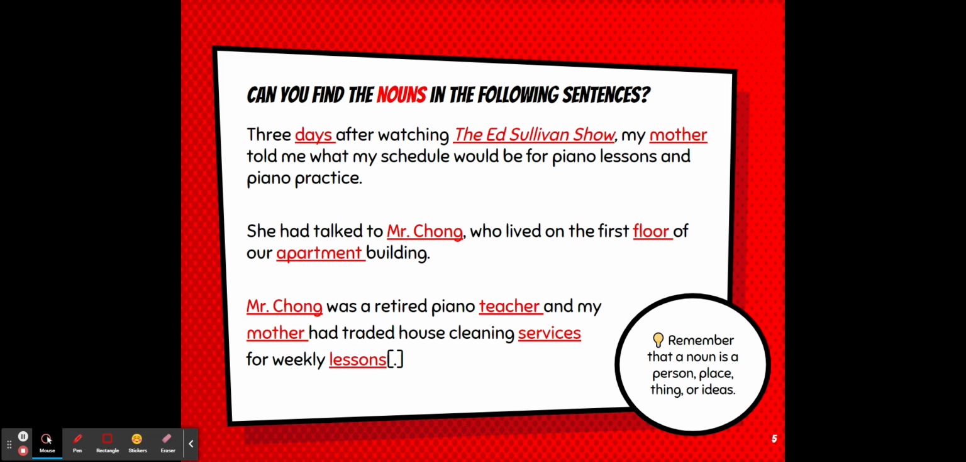In the second sentence, she had talked to Mr. Chong, who's a person, who lived on the first floor of our apartment building. Mr. Chong was a retired piano teacher, and my mother had traded house cleaning services for weekly lessons. Again, all of these underlined words are people, places, things, or ideas.